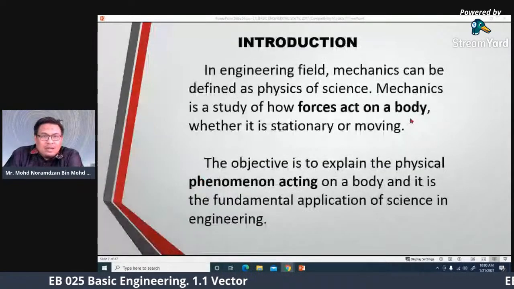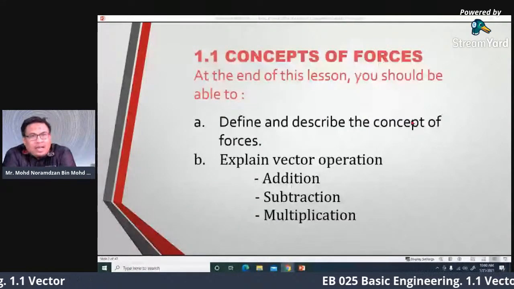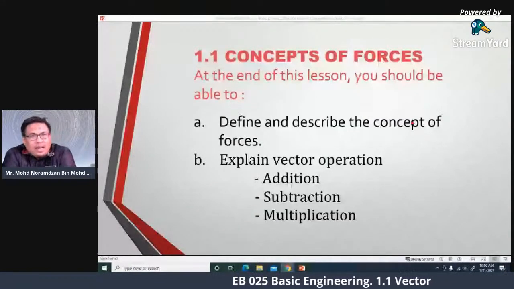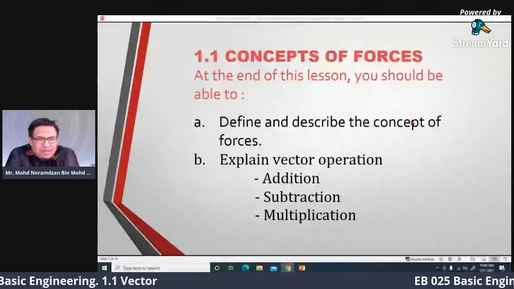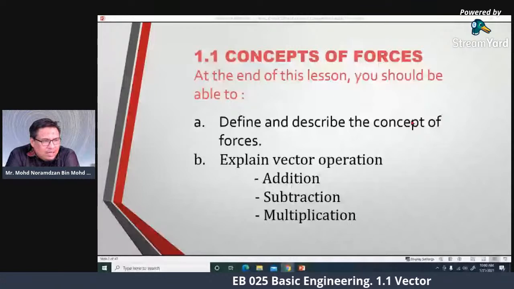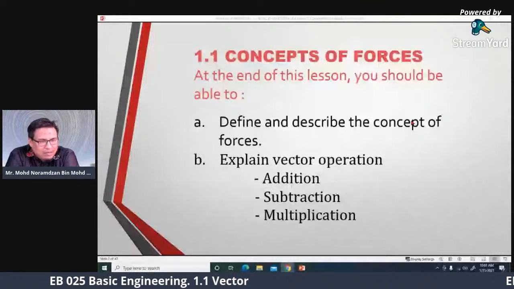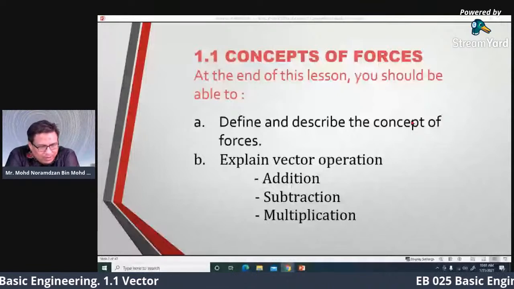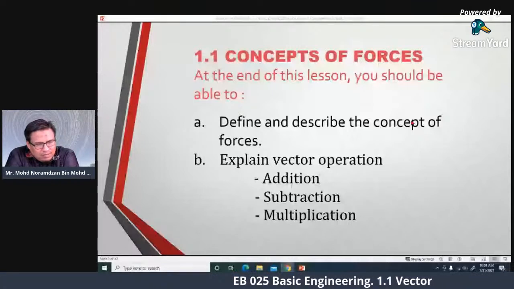At the end of this lesson, you should be able to define and describe the concept of forces, and explain vector operations: addition, subtraction, and multiplication. If you have any question regarding this topic, please write, or you can chat with me.